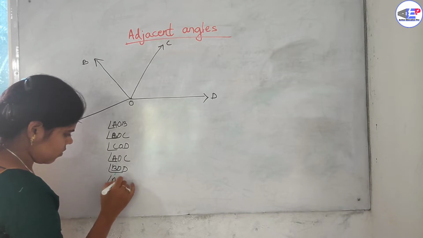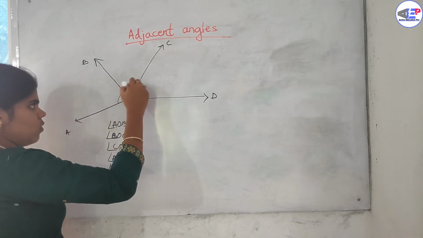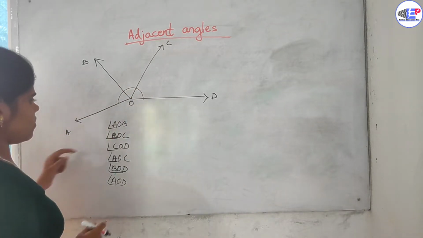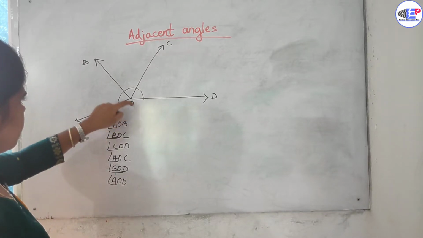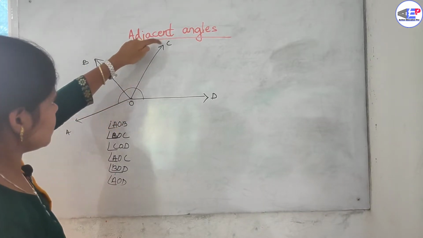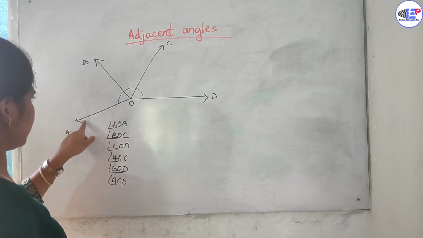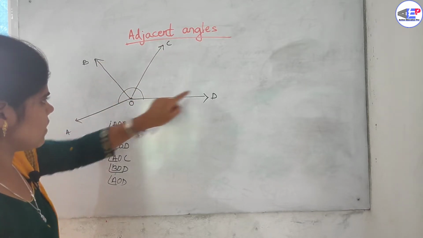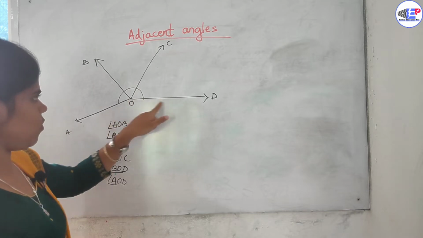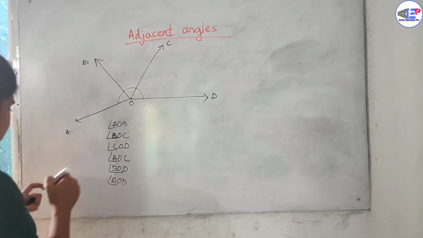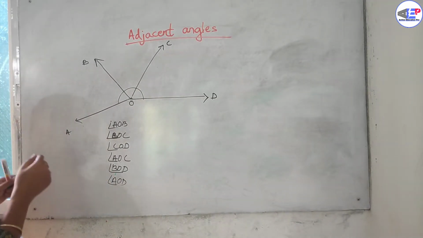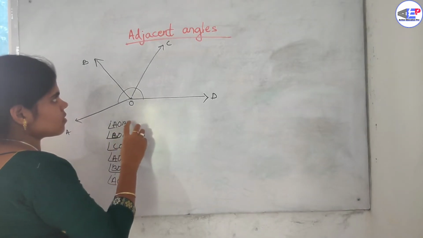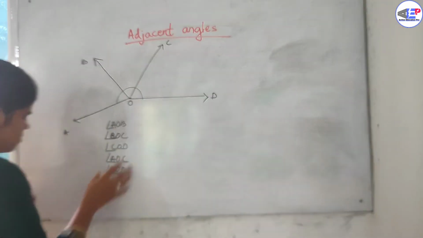Let's compare. So there are six angles: AOB, BOC, COD, then AOC, BOD and the final angle AOD. There are six angles, so you have to compare two angles at a time.